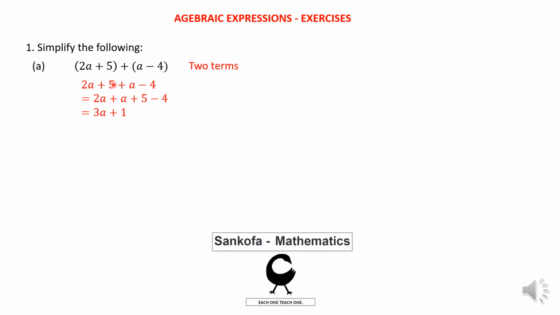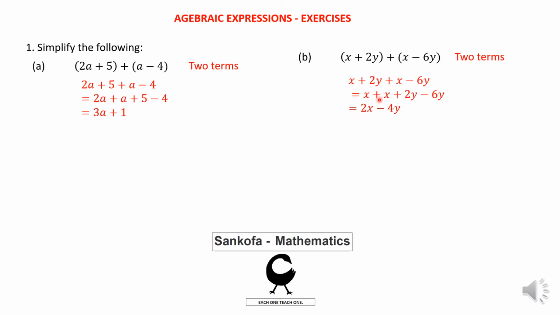You only simplify like terms, the ones that contain the same variable raised to the same power, and the constants. The second one is something similar. If we remove the brackets, also two terms, you realize that I have got x plus x and then 2y minus 6y. So 2y take away 6y, you get minus 4y. So I have 2x minus 4y as my final answer in its simplest form. You may not subtract further because 2x and 4y are unlike terms.